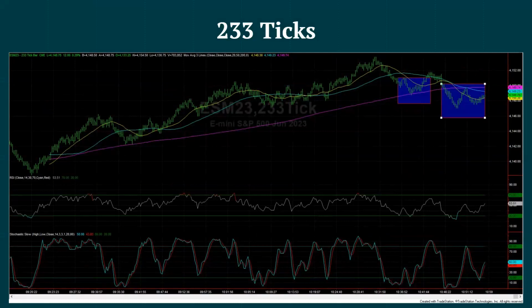I pay attention to the 233 tick, and my 233 tick has the 20, 50, and the 200 bar moving average. Now, as I mentioned, the ticks are not time sensitive, so especially in fast moving markets, they can give you a good indication. But the problem is, you have to be patient. You cannot just keep going in and out because that will not be good for your financial health.